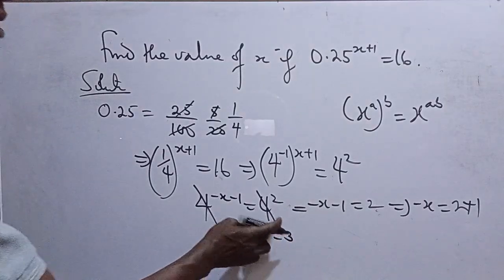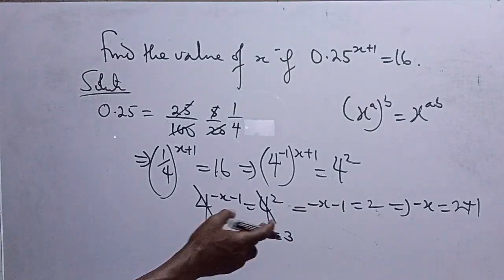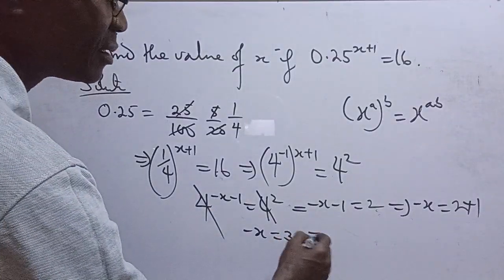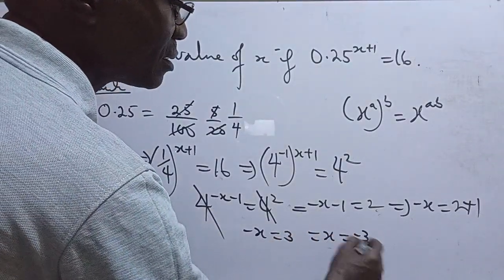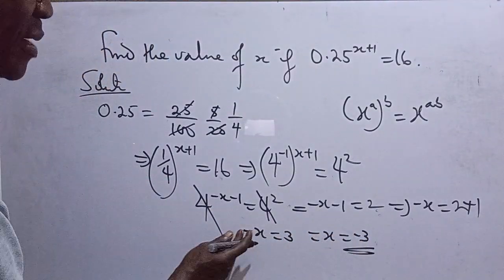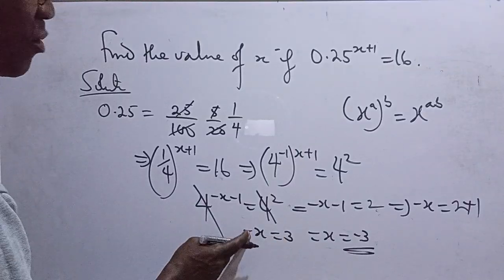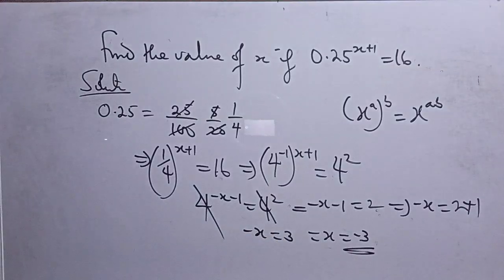Now, you can't leave it as minus x equals 3. x must be equal to something. Multiply through by a minus sign. x equals minus 3. When you multiply through by a minus sign, minus multiplied by this, minus multiplied by this, this one becomes plus, and this one becomes minus 3. So x is minus 3 in this expression.